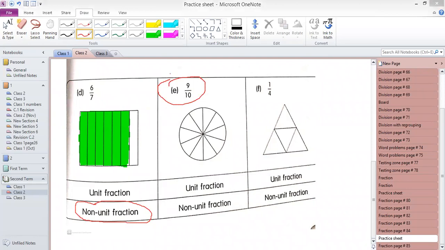Yahya Yusuf. You cannot hear me? Your mic is not working? Yes, sir. Yes, Yahya. To make it 9/10, how many parts of this shape should I color? 9 parts. Are you sure? Yes. Okay. Thank you.